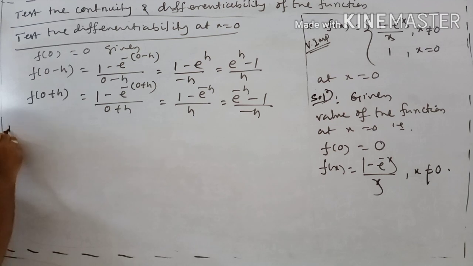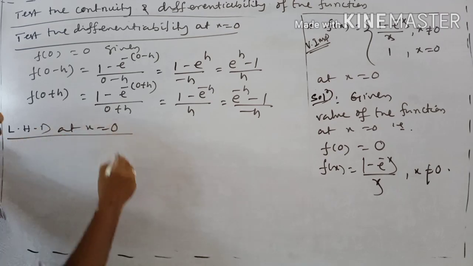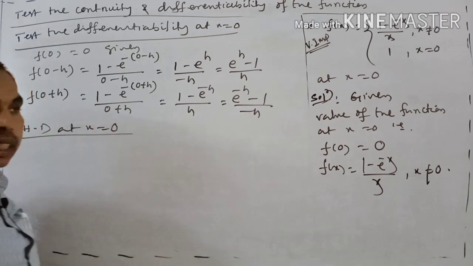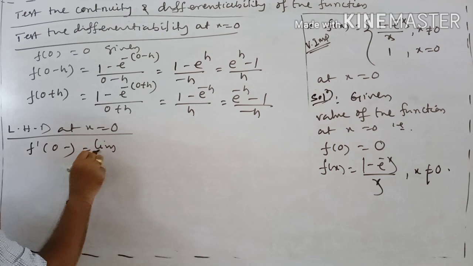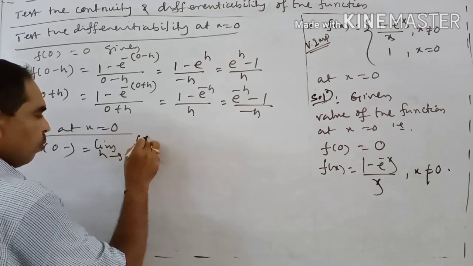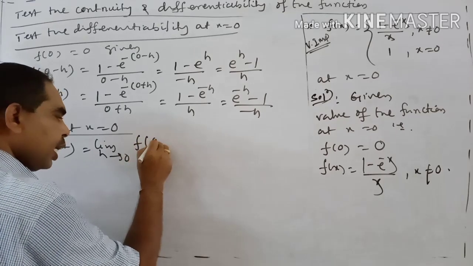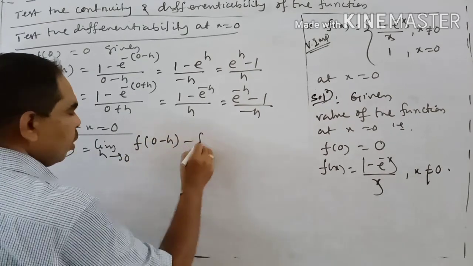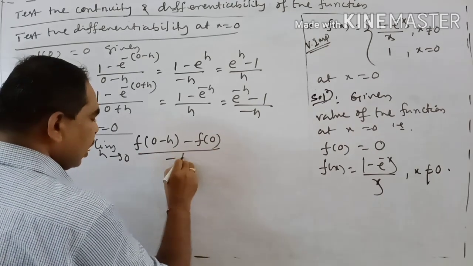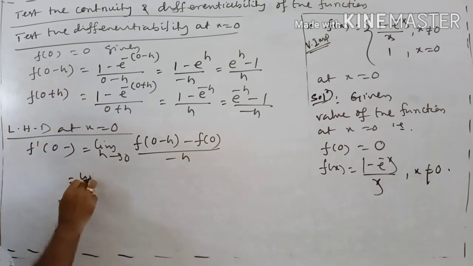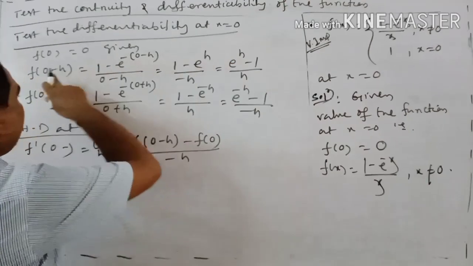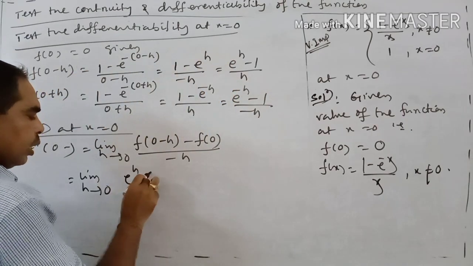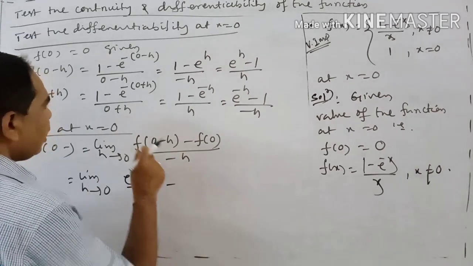So LHD at x is equal to 0. f dash 0 minus is equal to what is the formula? Limit h tends to 0, f of a minus h, that is 0 minus h, minus f of 0 divided by minus h, equal to limit h tends to 0, f of 0 minus h is e to power h minus 1 divided by h, minus f of 0.